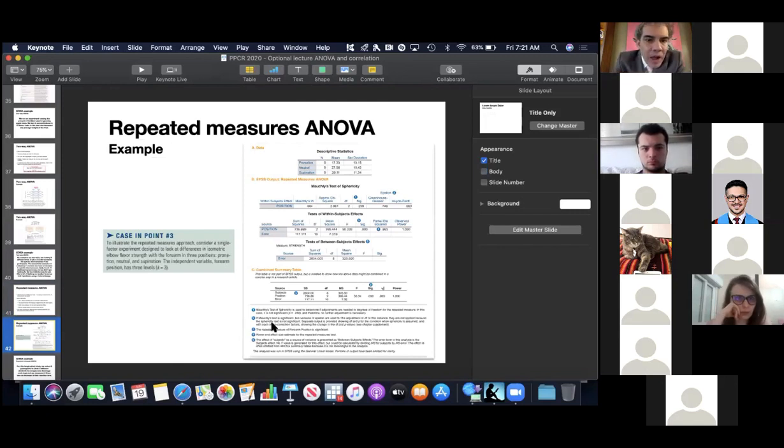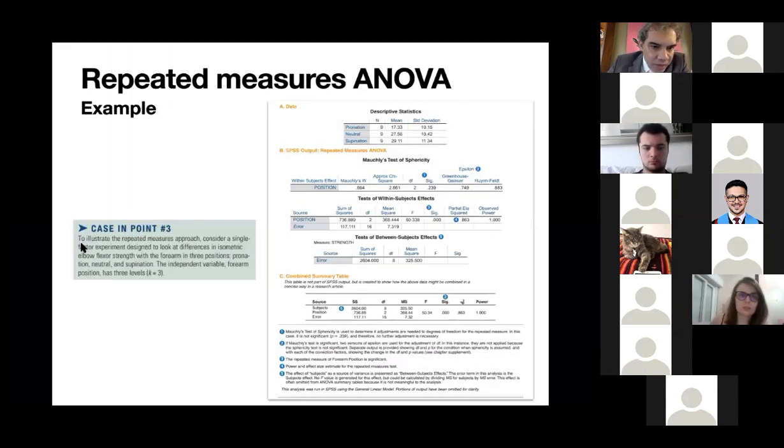Here, this is a small example, okay? This is to illustrate the repeated measures approach. Consider a single factor experiment designed to look at differences in isometric elbow flexor strength. My outcome will be isometric elbow flexor strength with the forearm in 3 different positions. So I'll measure flexor strength in pronation, in neutral position, in supination. So this will be my repeated measures.